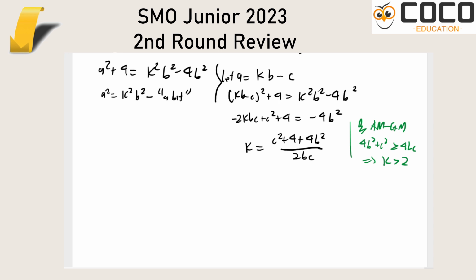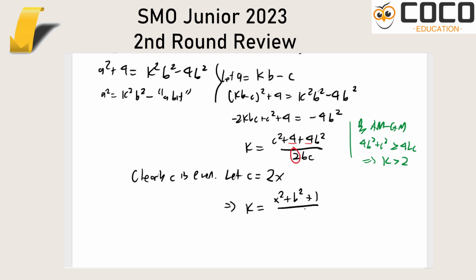I do, however, have something simple to do, which is that this is a 2 here, this is even, and this is even. So clearly c is even. And I can let c equals to, let's say, 2x. Okay, and that will allow me to cancel off all the 4's. And when I cancel all the 4's, I'm going to be left with x squared, b squared, and 1 over bx. Now, this is actually quite famous.